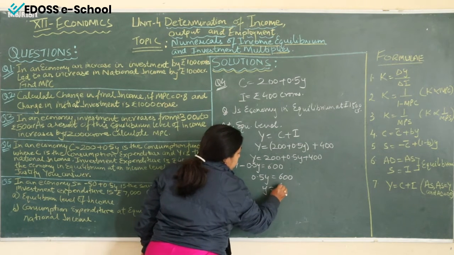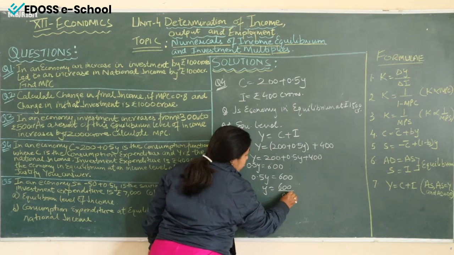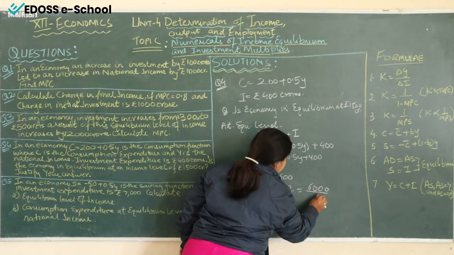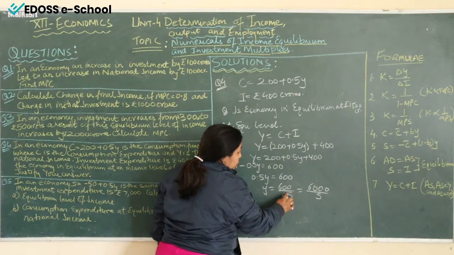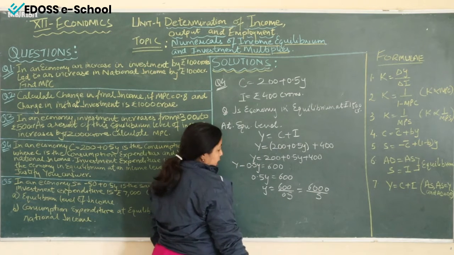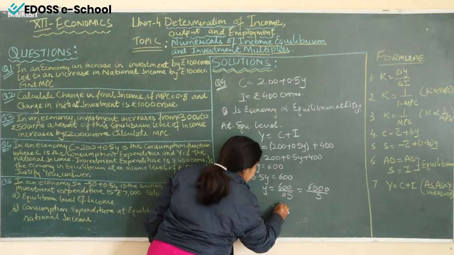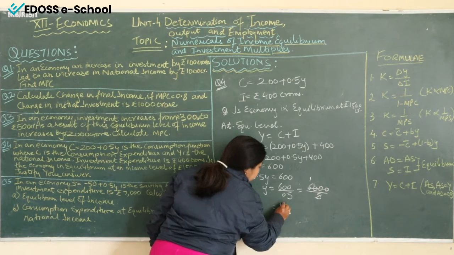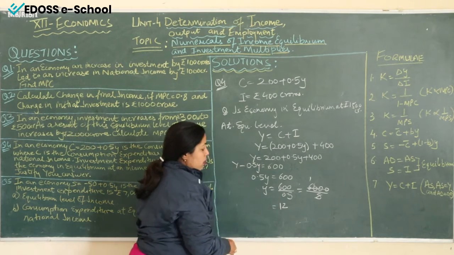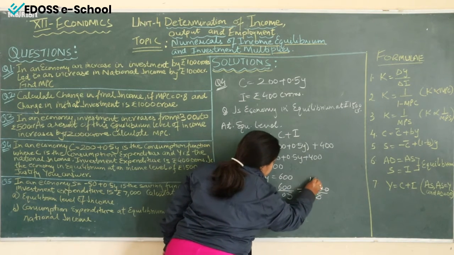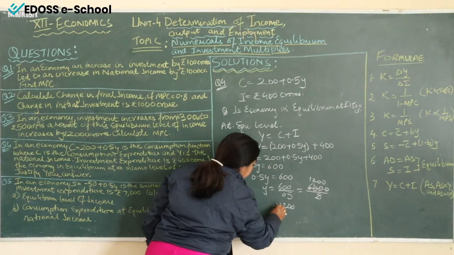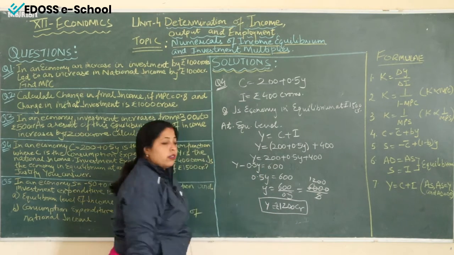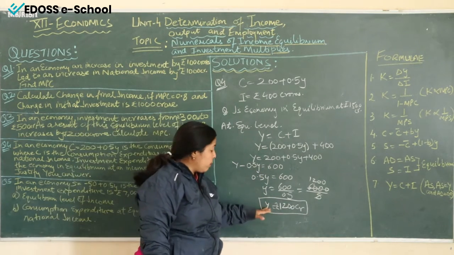So y will be equal to 600 upon 0.5. So how will we solve it? 600 upon 5. We will remove this point, so a 0 will come on top, and the value will be: 5 ones are 5, 1 here, 5 twos are 10, and 0 0. It is 1200. So the equilibrium level of income has come to be 1200. Now see, our answer is 1200.